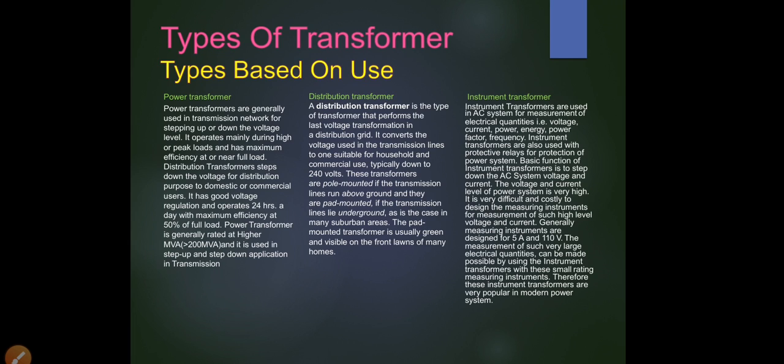Now the distribution transformers are applicable for the switch gear for the distribution of power. The instrument transformers are applicable for the measurement of power, for ratings like 5 amps and 110 volts. This type of instrument is designed to measure voltage, current and all other parameters like energy, power and frequency. Okay, this is the instrument transformer.